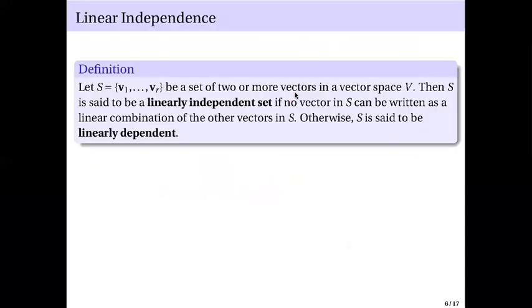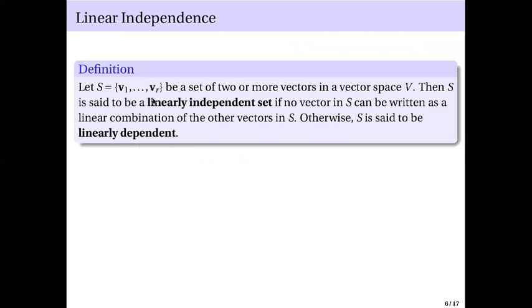So we will answer that later, but let us try to define the following. Let S = {V1, V2, ..., Vr} be a set of 2 or more vectors in a vector space V. Then S is said to be a linearly independent set if no vector in S can be written as a linear combination of the other vectors in S. Otherwise, S is said to be linearly dependent.